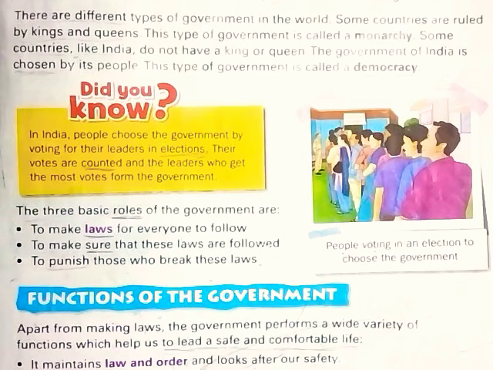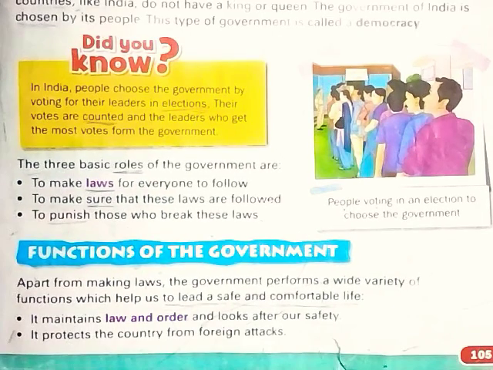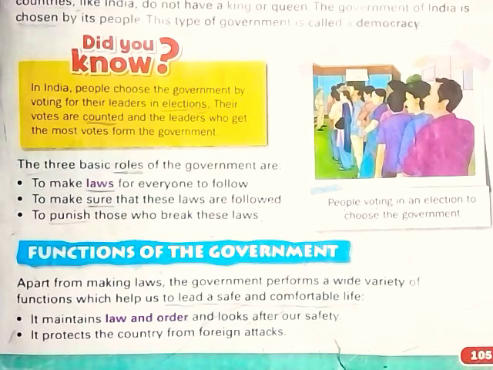Did you know? In India, people choose the government by voting for their leaders in elections. Their votes are counted and the leaders who get the most votes form the government. The three basic roles of the government are to make laws for everyone to follow, to make sure that these rules or laws are followed, and to punish those who break these laws.